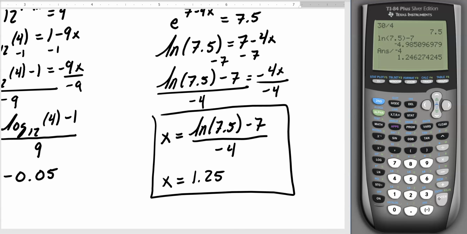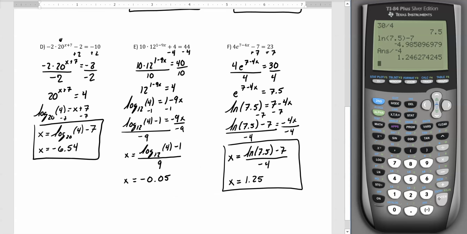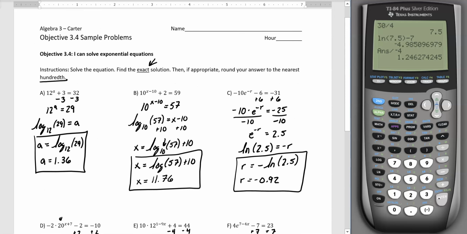All right, hopefully these additional examples made you feel a little more confident. And then I want you to go ahead and get started on those practice problems for Objective 3.4. Hopefully we're feeling good. If not, you can always reach out and we can do some more work together.